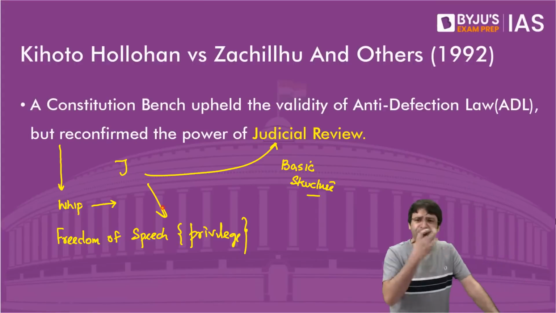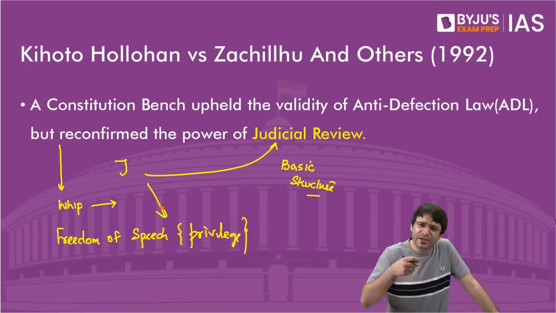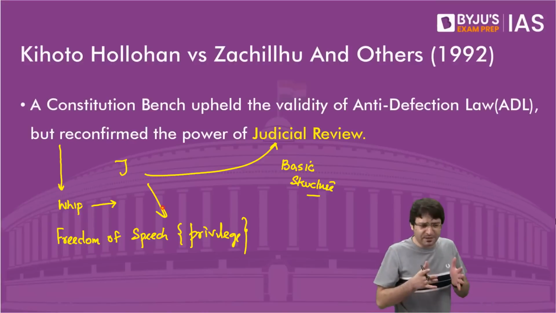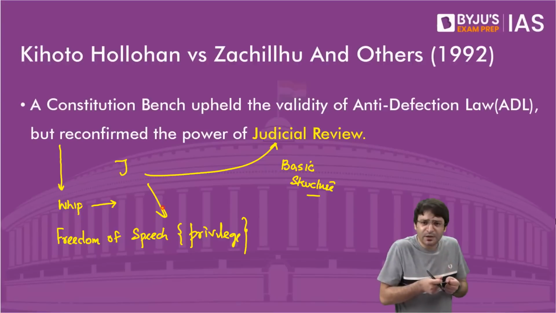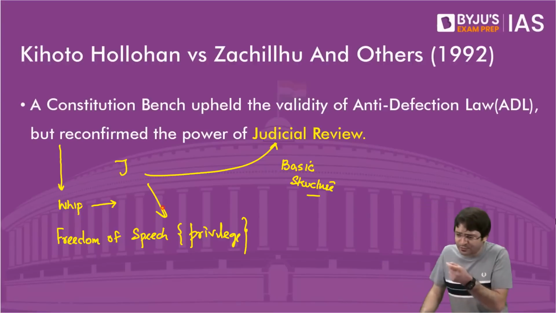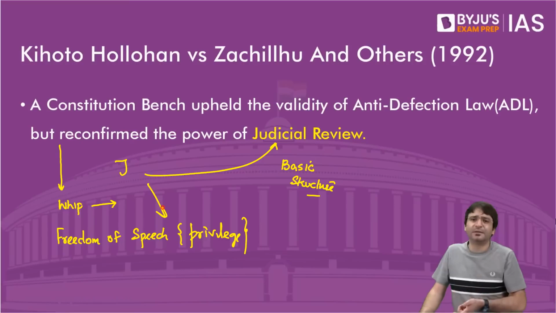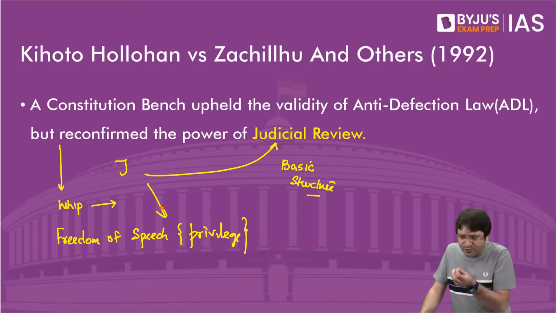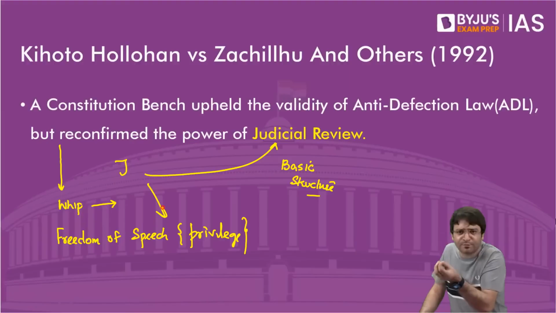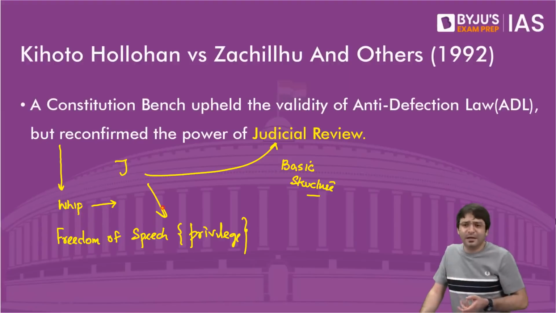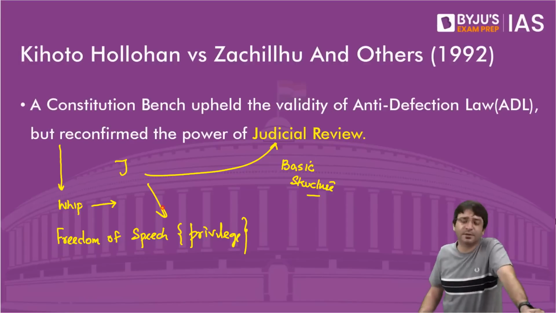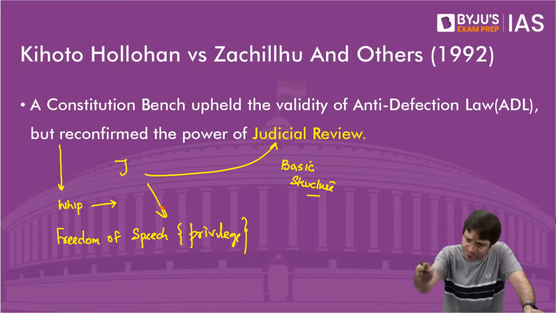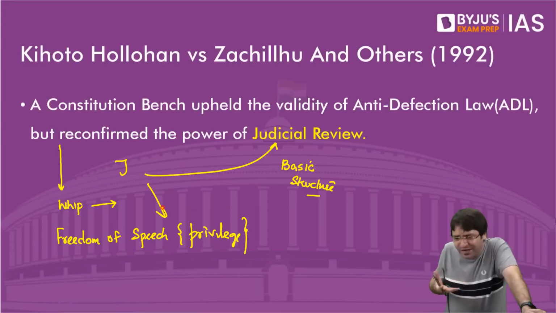Okay, sir, forget about privileges. How can you say whip is binding on me? It will reduce me to taking only the position of my political party. I may have a point of view which is contrary to the point of view of my political party. And I'm not allowed to have that contrary point of view because of anti-defection law. Because the whip is binding on me. So where is my freedom to do whatever I want to do inside the parliament?